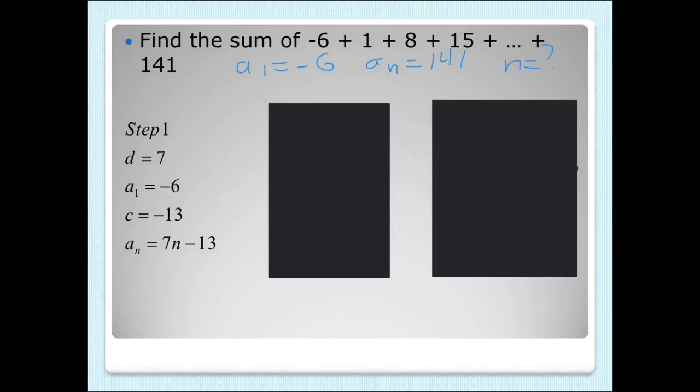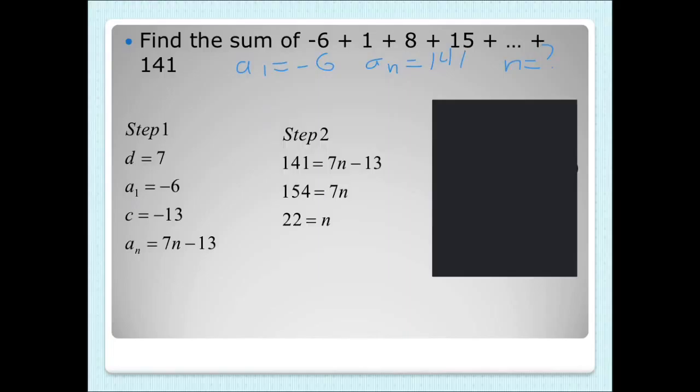Step 2 is to use our formula to find what we don't know. So in order to do that, we're going to take our formula and we're going to plug in the last term for a sub n. And we can see that we now have 141 is equal to 7n minus 13. I can then use this equation to solve for n, and when we do, we get 22, which means that there are 22 numbers in our sequence.